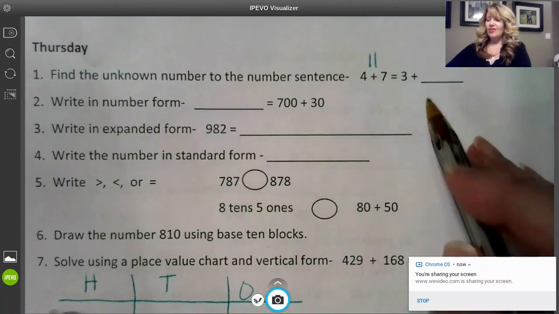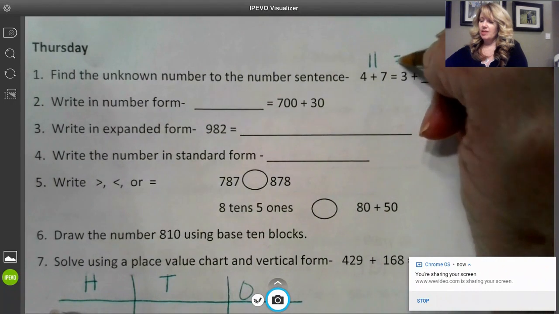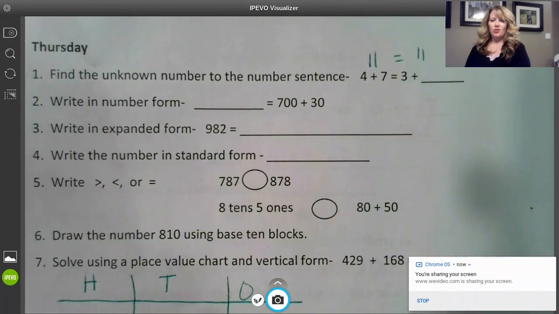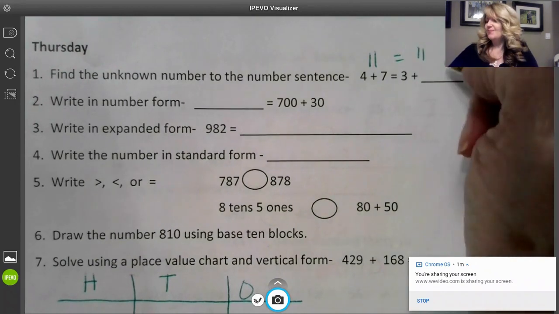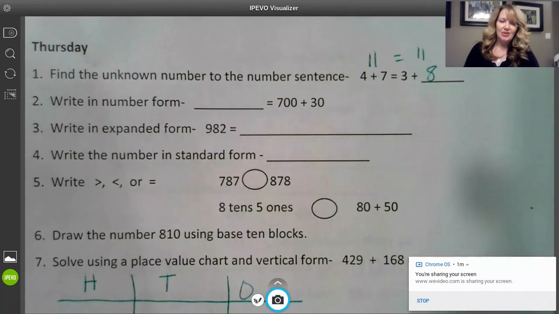Yes. So on this side of the equal sign, we need it to equal 11. So we have to think, what is 3 plus what gives us 11? So is 3 plus 7 11? Nope, 3 plus 7 is 10, and we need one more, so maybe it's 3 plus 8. How about that? Is 3 plus 8 11? Yeah, it is. So that is our answer there.